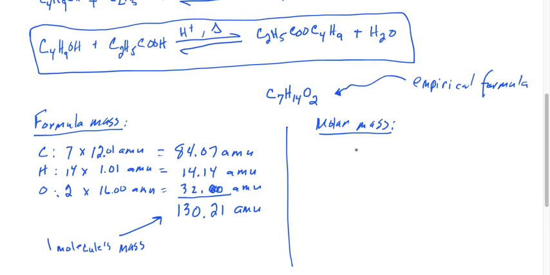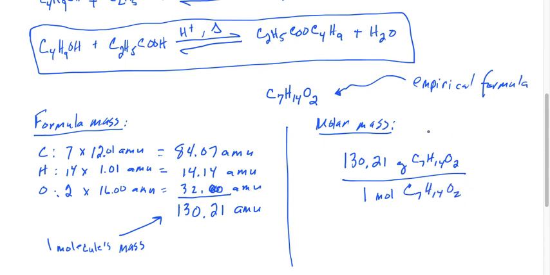But at this point, since we have so many of these molecules and so many atoms bonded together, at this point it registers on a scale. And so we know that we would have 130.21 grams of this particular substance, okay? Of this particular substance of C7H14O2, and that would be per 1 mole of this substance.